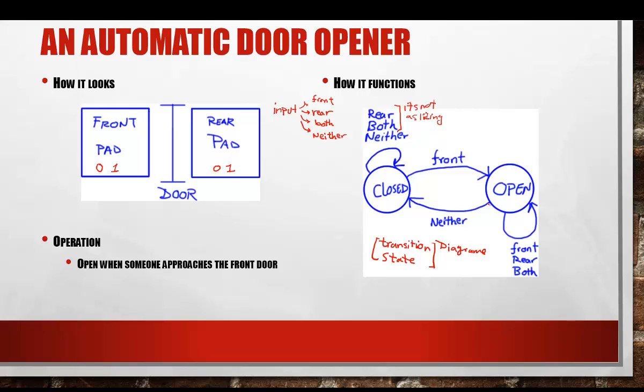And then the machine transitions from state open to state closed when nobody's present, either at the back pad or at the front pad. So this way we will be able to recognize that the people who have been at the door have exited or entered the supermarket, and then we'll close the doors.